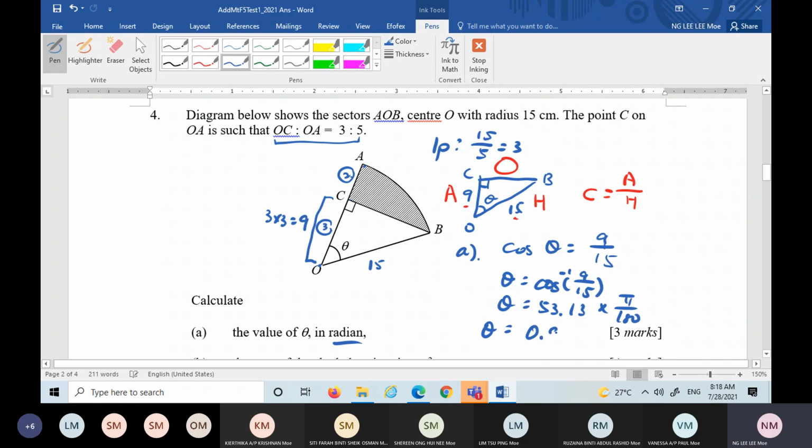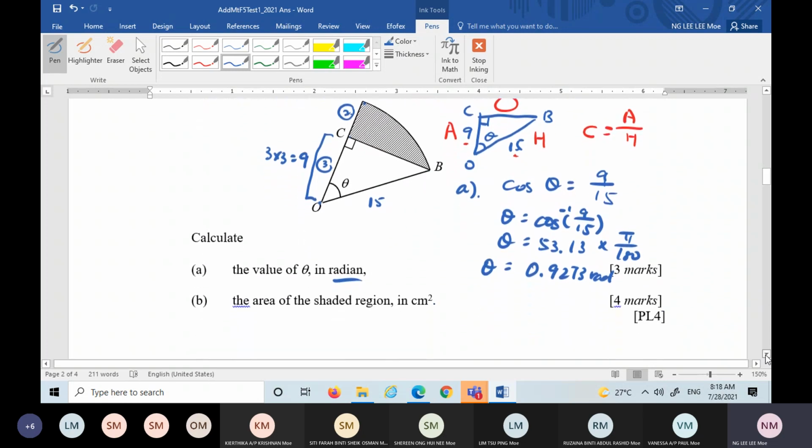So you will get 0.9273 radian. Some of you get 0.9275, all are acceptable because you're using a different pi. So use pi 3.142. So this is 3 marks itself. Here I will give 1 mark. Here I'll give another mark for getting the answer in degree, and then change to radian in another mark.